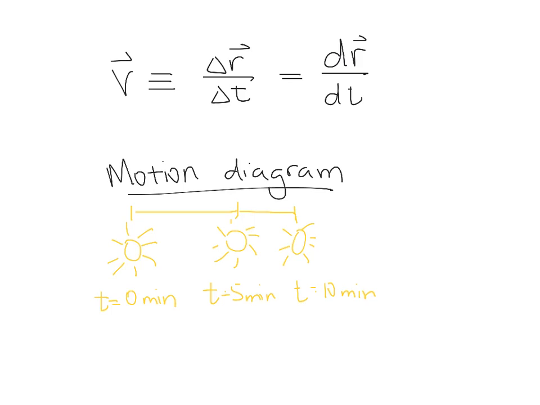If we were to include on this diagram some vectors that indicate the velocity at various times, then it would look like this, and we would call it a velocity diagram.